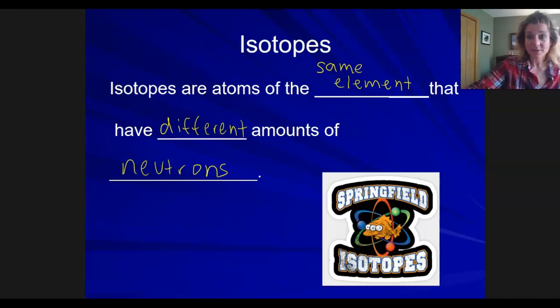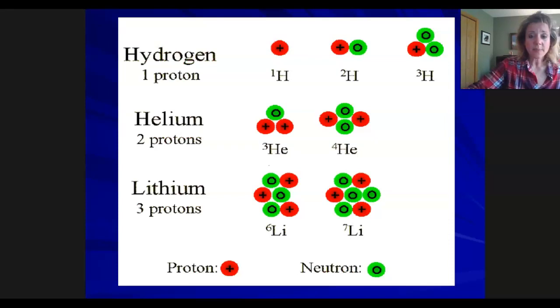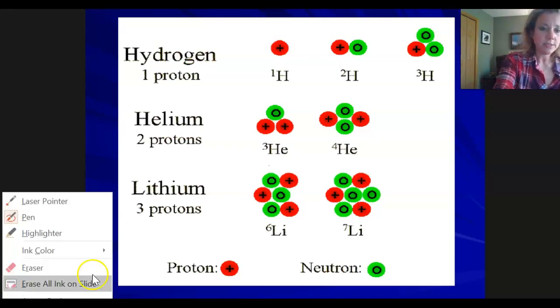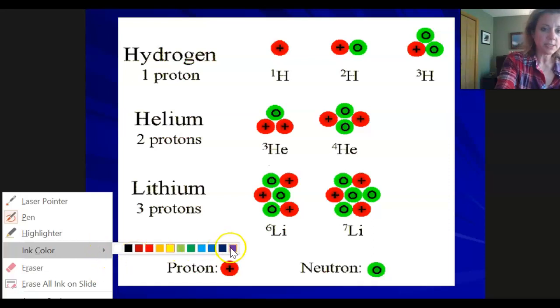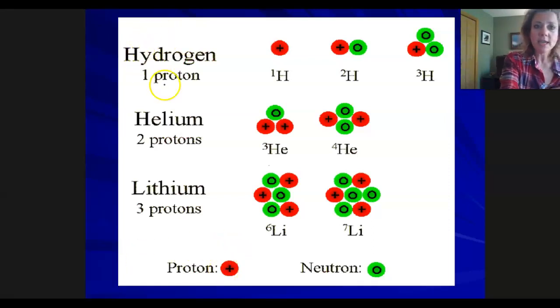Let's take a look at some other examples. Now you've got this picture on your note sheet, so let's go over some of our particulars here. First, let's look at hydrogen. Hydrogen is the very first element on the periodic table. All atoms of hydrogen have only one proton. You cannot call an atom hydrogen unless it has one and only one proton. If it's got more than one proton, it's not hydrogen anymore.